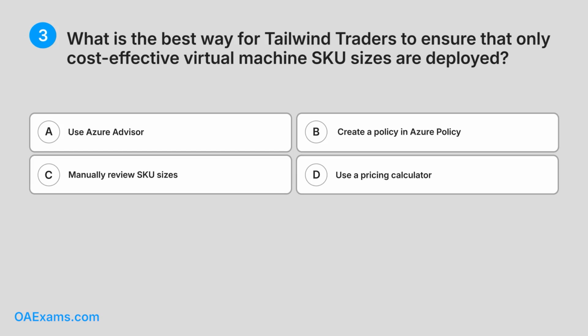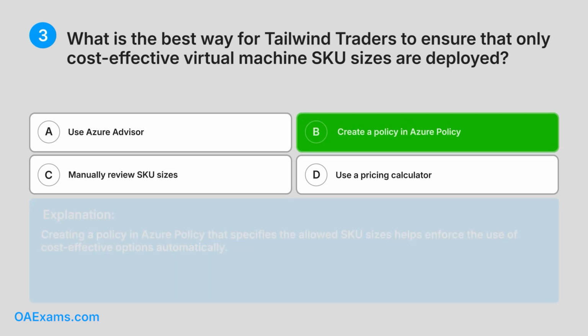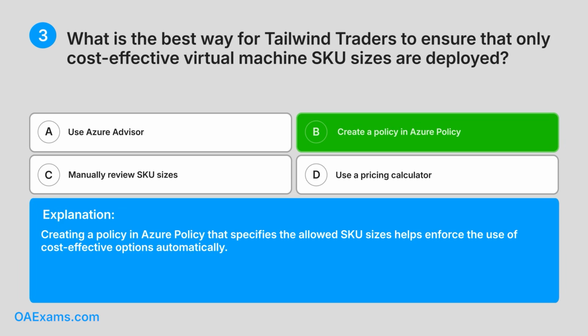3. What is the best way for Tailwind Traders to ensure that only cost-effective virtual machine SKU sizes are deployed? A. Use Azure Advisor. B. Create a policy in Azure Policy. C. Manually review SKU sizes. D. Use a pricing calculator. Can you guess the answer? Correct answer. B. Explanation. Creating a policy in Azure Policy that specifies the allowed SKU sizes helps enforce the use of cost-effective options automatically.